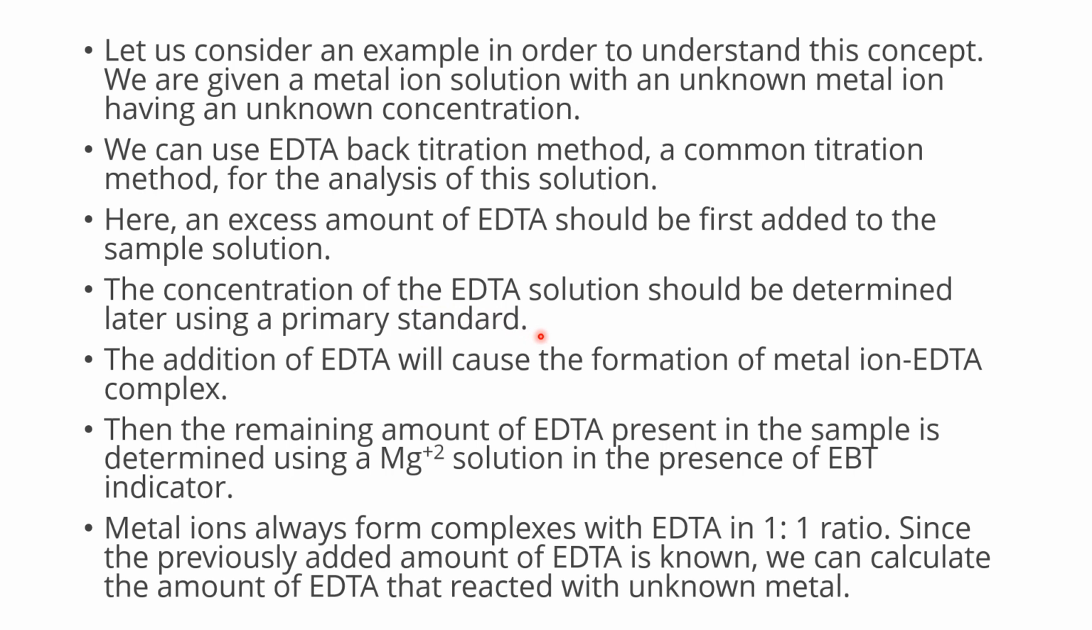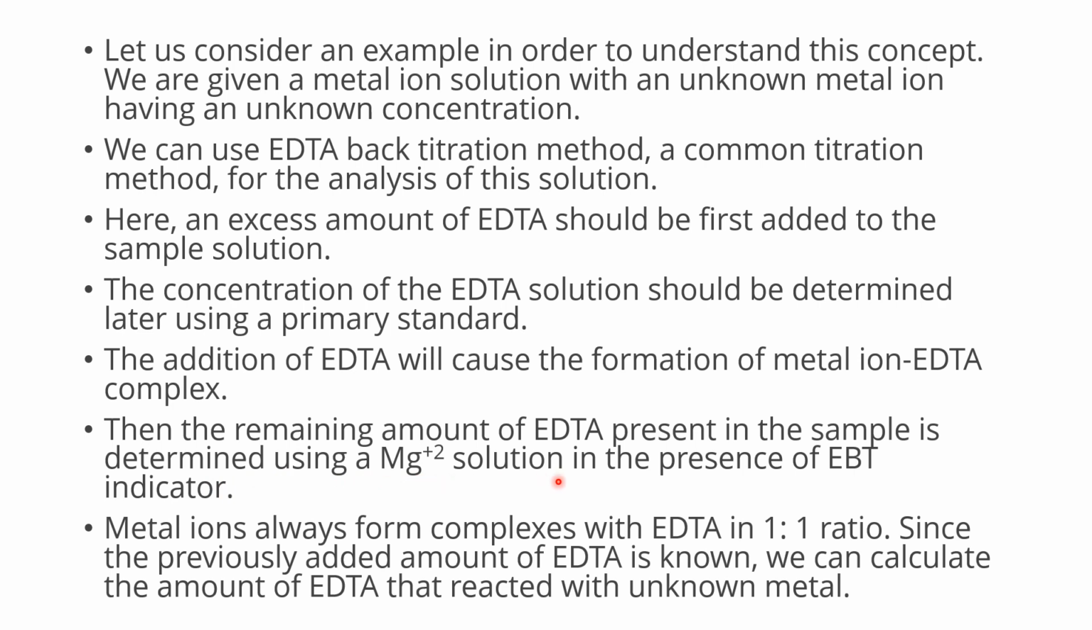So you find out what is the total concentration of EDTA, what is the reading for EDTA for the total amount. Then to the metal ion solution you add that much amount of EDTA. So what will happen? Metal will react with EDTA and some amount of EDTA would be left behind unreacted because you have added excess. The addition of EDTA will cause the formation of metal EDTA complex in the conical flask. Then the remaining amount of EDTA present in the sample is determined using Mg solution.